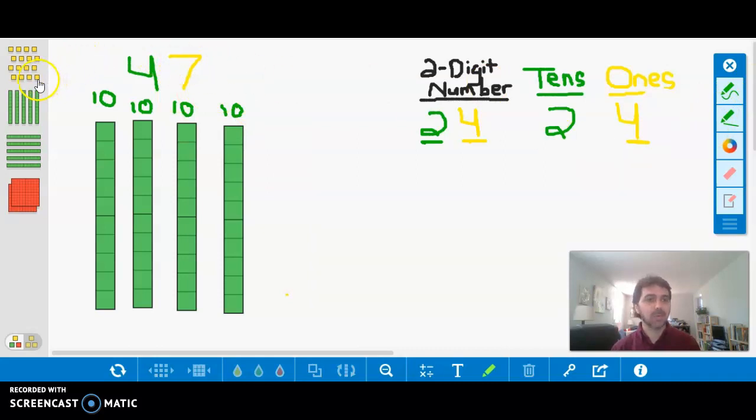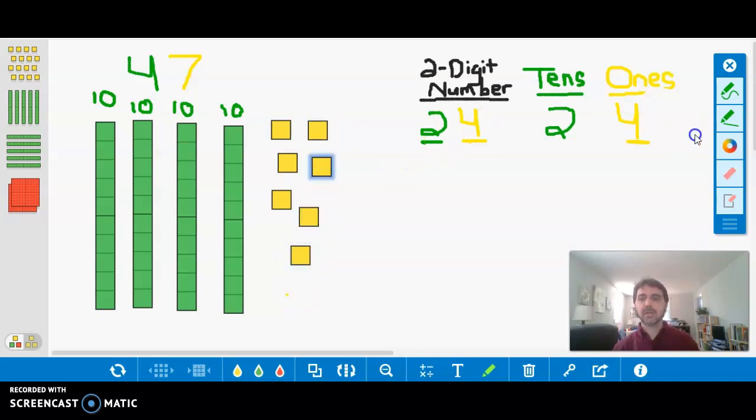Okay, so let's get our 7 ones. We've got 1, 2, 3, 4, 5, 6, 7. So we've got 7 more here. So if you said that you could fill 4 bags with 10 Starbursts in it, you are correct.